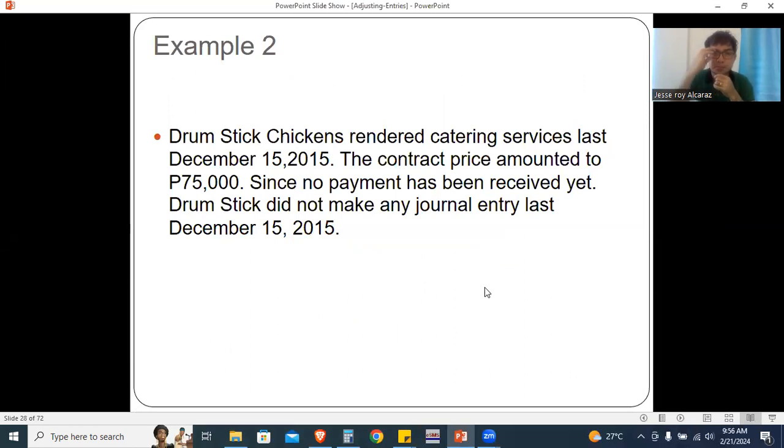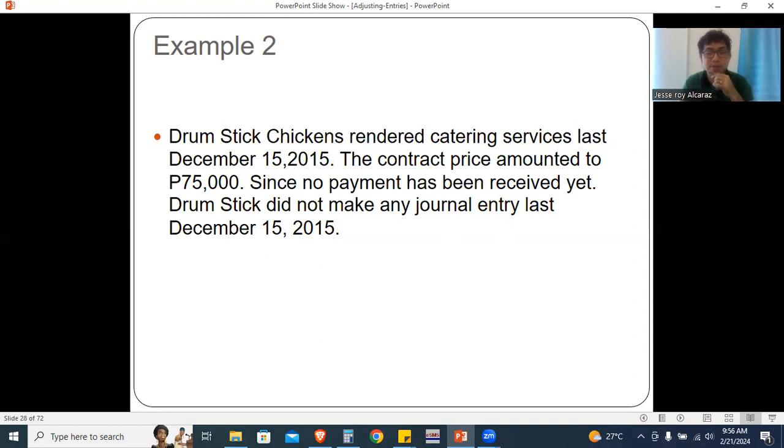Another example. Drumstick Chicken rendered catering services last December 15. The contract price amounted to 75,000 pesos. Since no payment has been received yet, Drumstick did not make any journal entry. So take note, this is only applicable if you are using a cash method approach, okay, in accounting. So you will only have a recording if there is cash involved. However, in this case, wala may cash. So ang bookkeeper decided not to record the transaction.